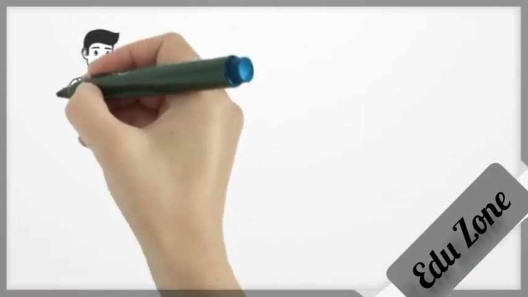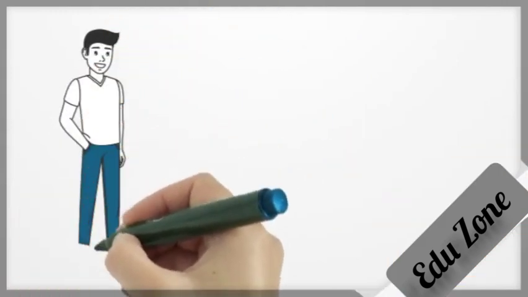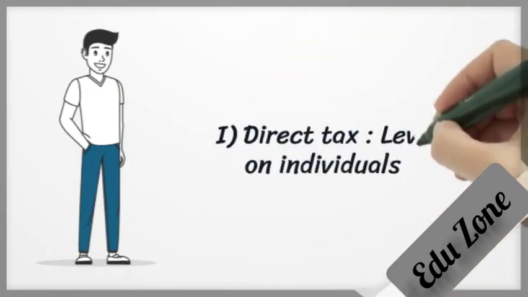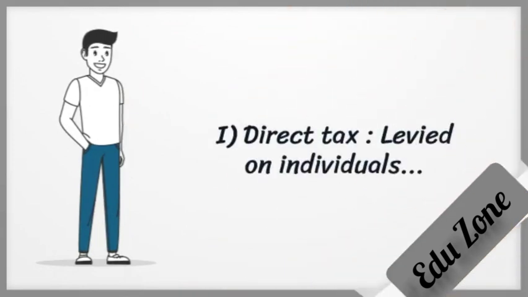In India, we have two types of taxes on this topic. The first one is direct tax and the second one is indirect tax. You must note it down. Direct taxes are those that are levied on the income of individuals or organizations.